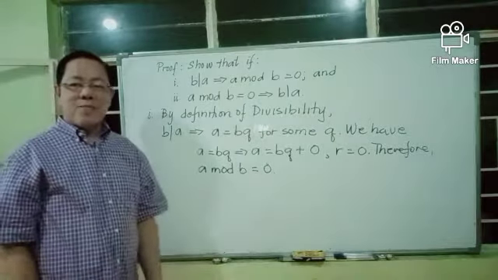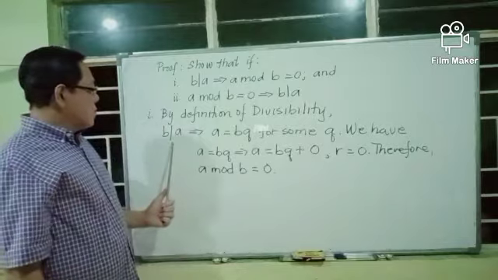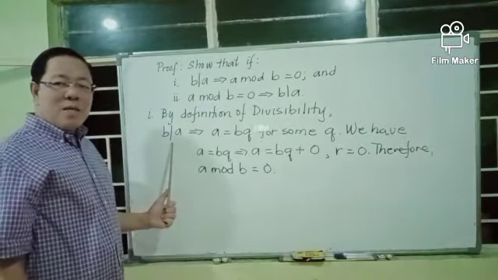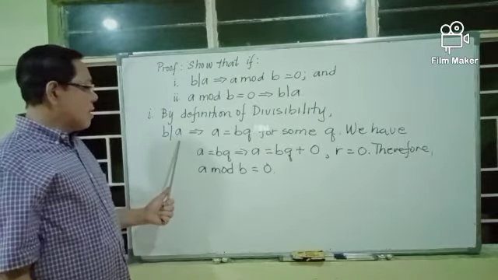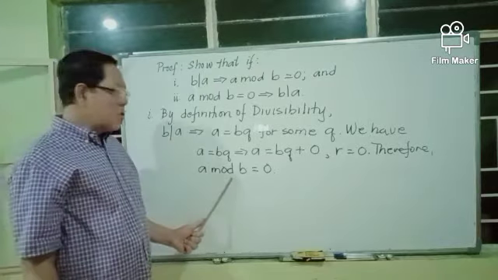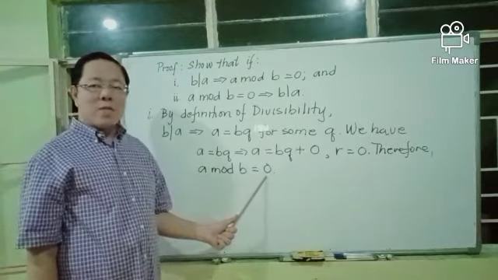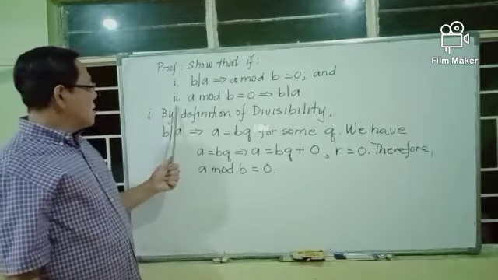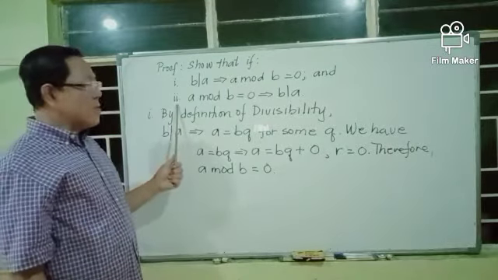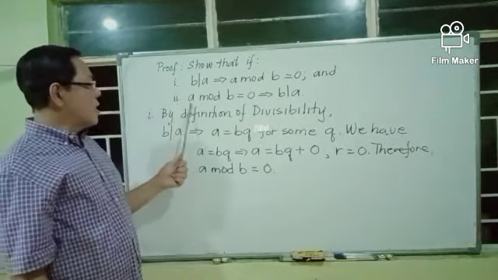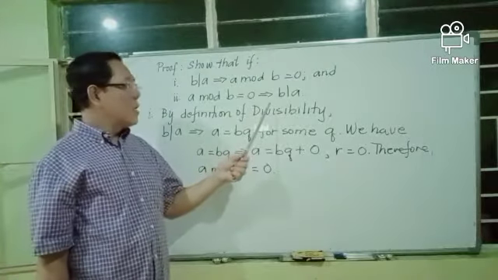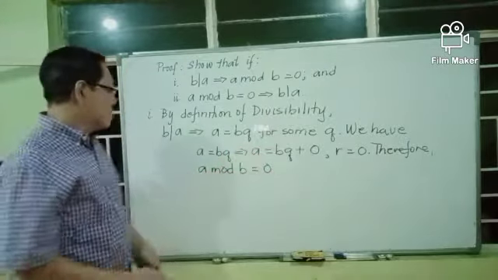And this completes the first part of the proof. We have shown that if we are given that B divides A, then A modulo B is equal to 0. Now we show that the second part of the proof is also true. We show that if A modulo B equals 0, then B divides A.